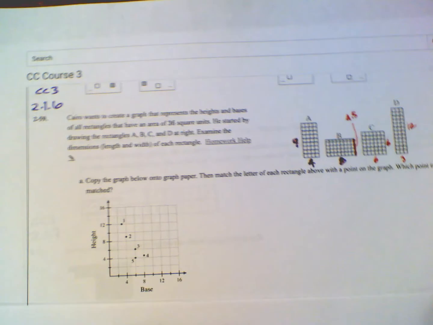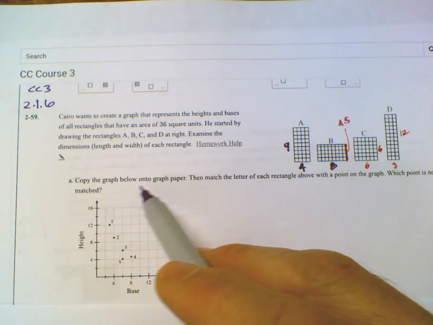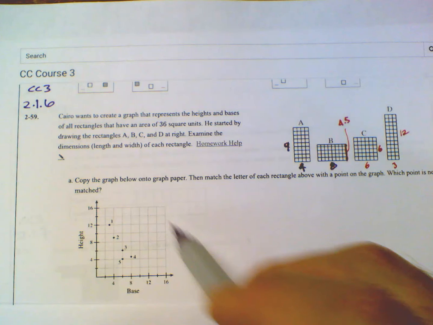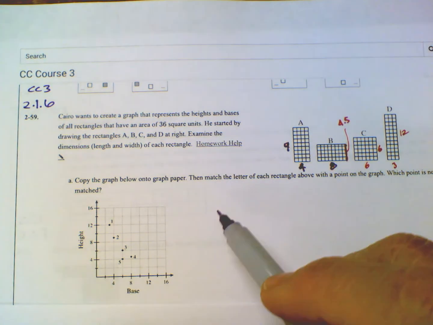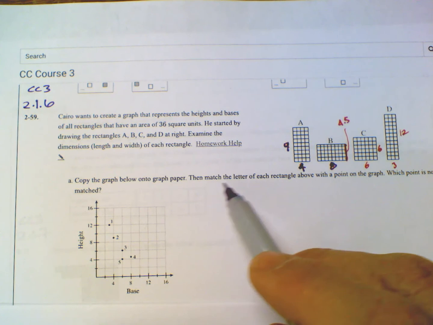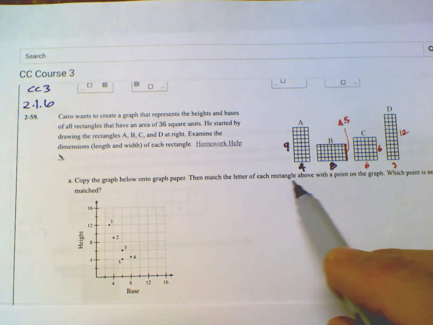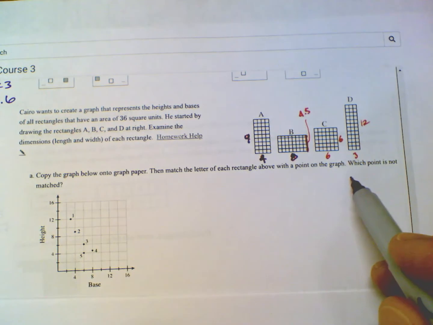Okay, so part A says copy the graph below on graph paper. So you need to put this on your paper, your actual binder paper or a piece of graph paper. Then match the letter of each rectangle above with the point on the graph. Which point is not matched?